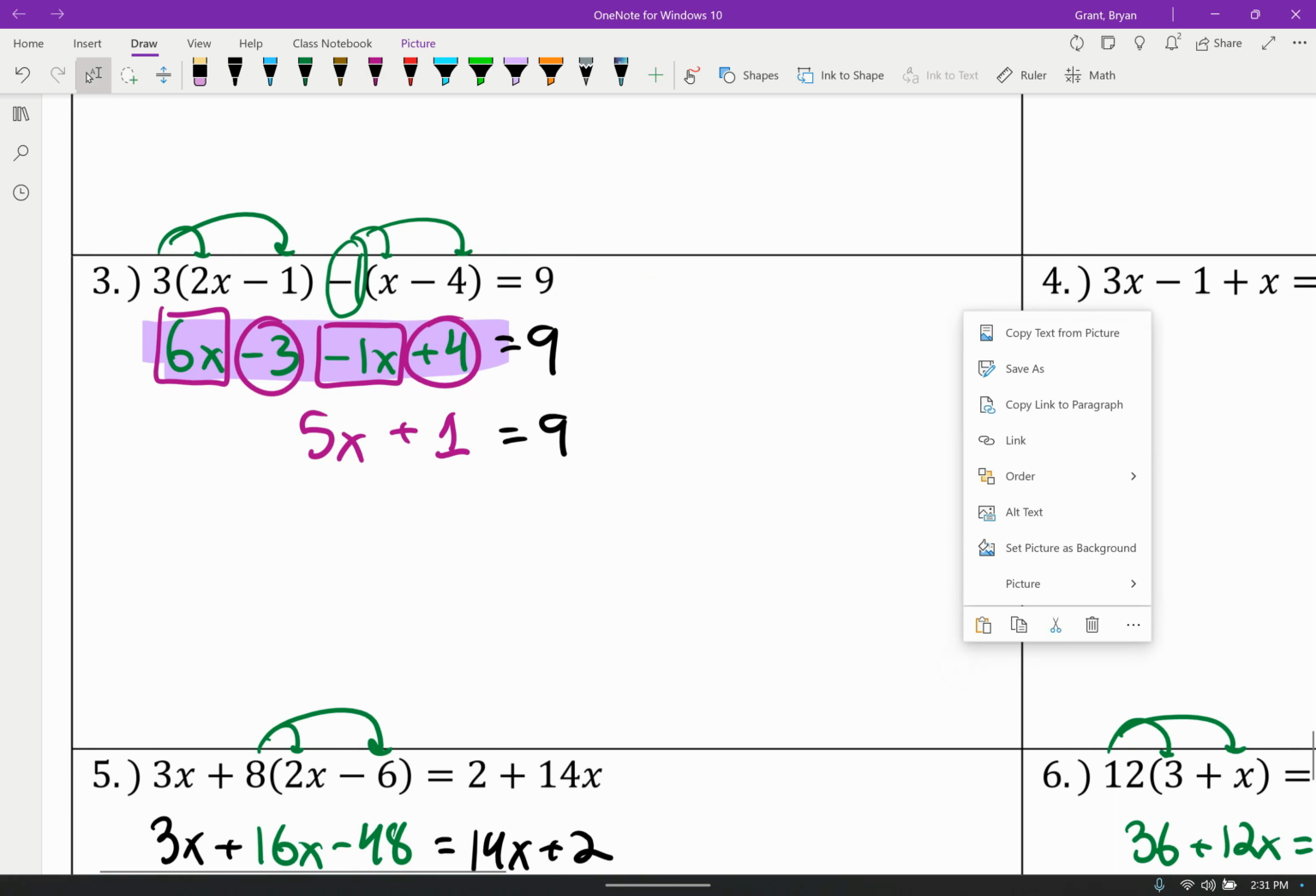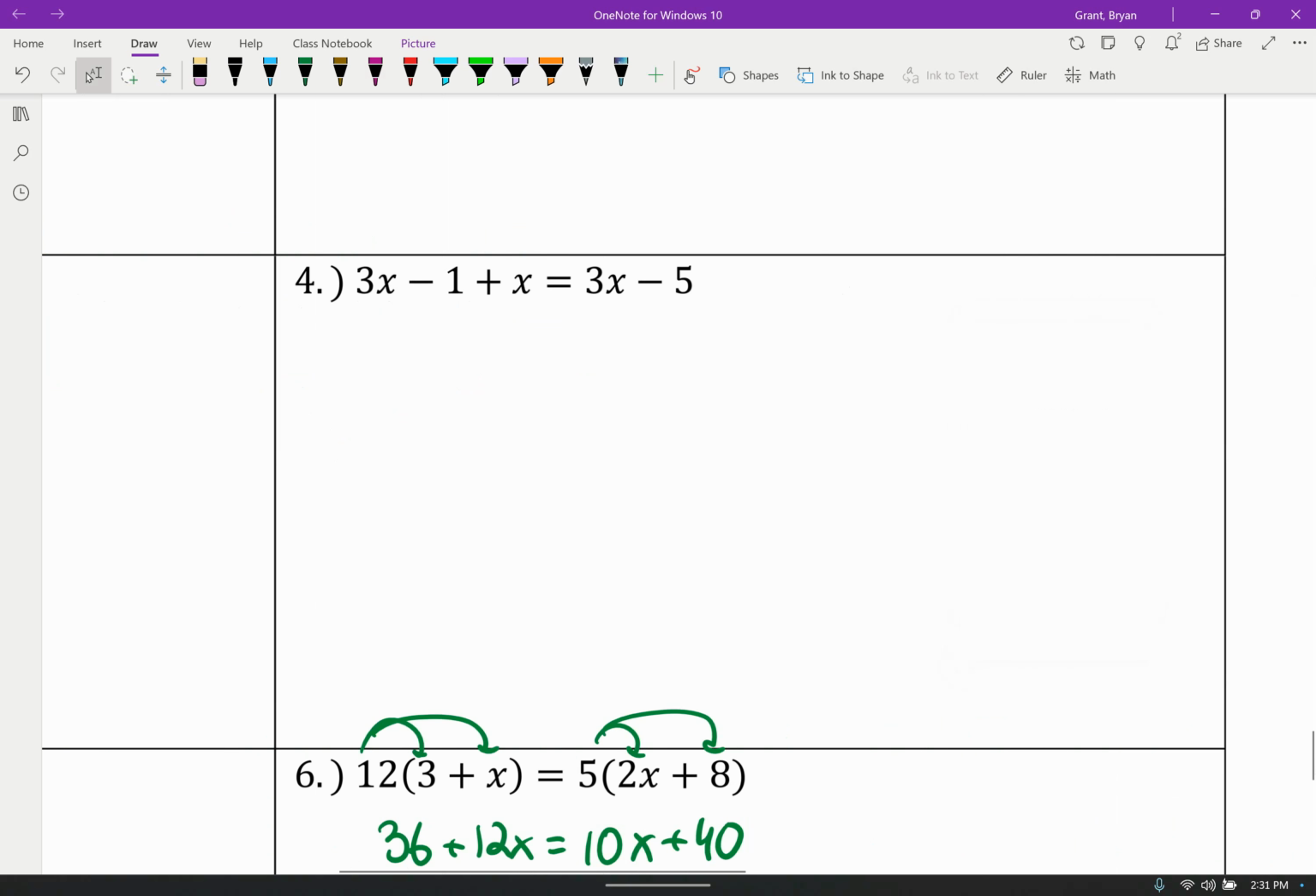All right, moving on through. Let's see, any like terms here? There are no like terms with the 3x minus 5. There are like terms on the left side. We have 3x plus 1x. That's 4 x's. And the minus 1 didn't do anything, so it tags along.